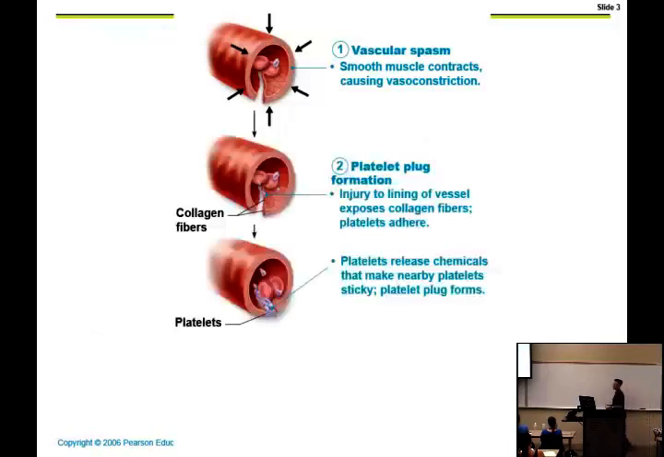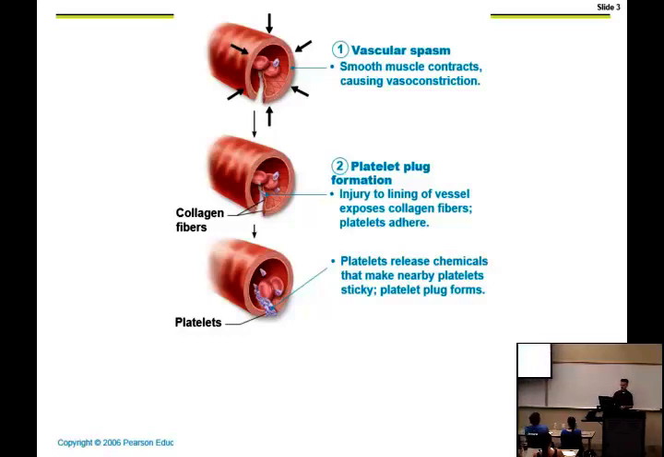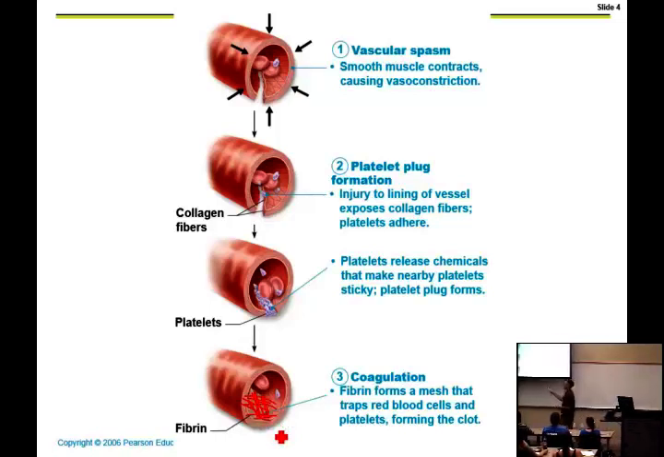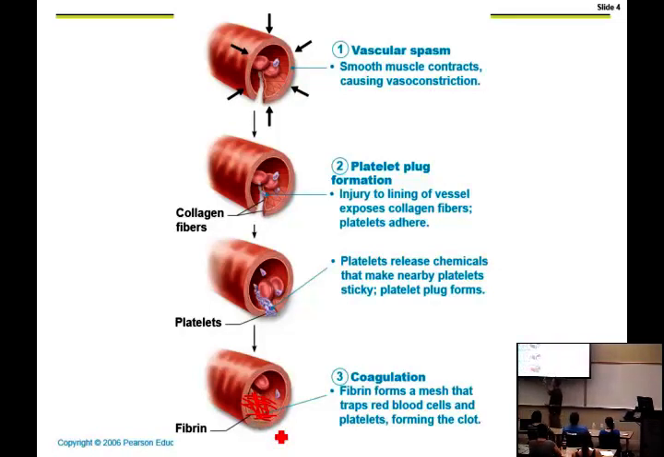So these are our different steps like we were talking about. Vascular spasm, platelet plug, like we see, adhering to the broken walls of the blood vessel as well as to each other. And then finally, we're going to reinforce that with coagulation. When the fibrin gets activated, it's going to reinforce it and form a clot on here as well. So that's going to be more substantial to allow the blood vessel to still transport blood, but keep it from leaking out here.